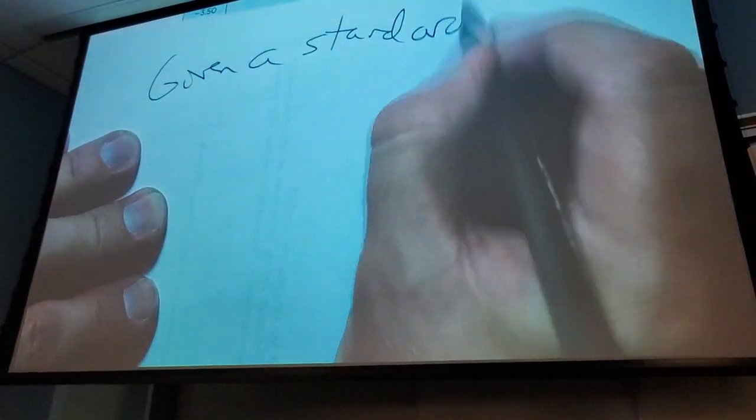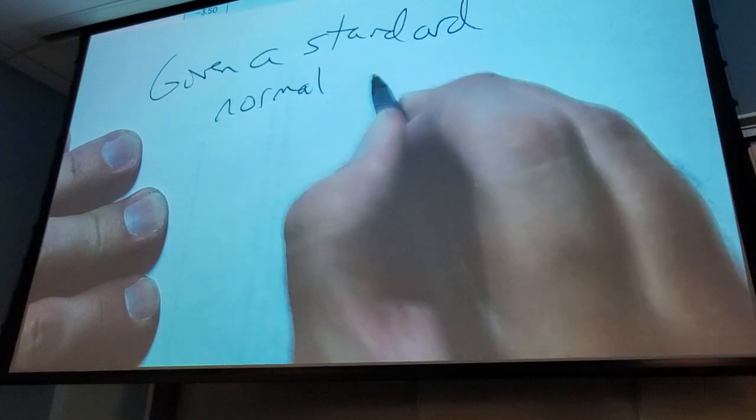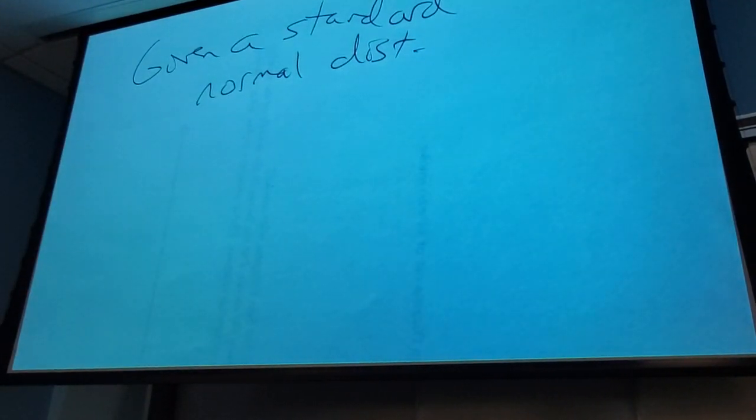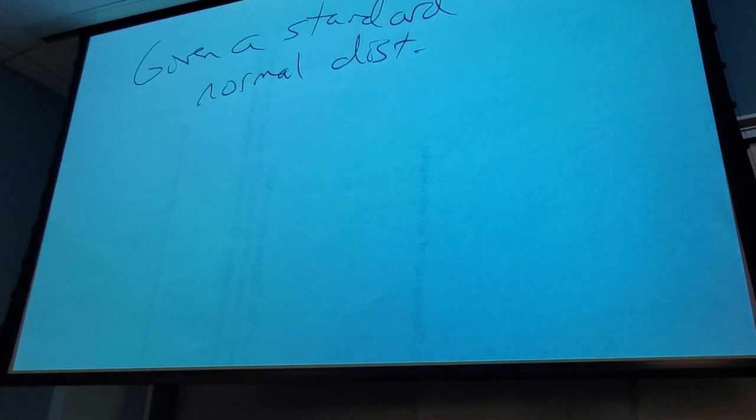So we'll do a couple together here. What you're gonna see is it's gonna say, given a standard normal distribution. And all that means is everything's been turned into z-scores, right? So for a normal curve, what is always right in the middle? The mean. If I've turned everything into z-scores, what does the mean become?